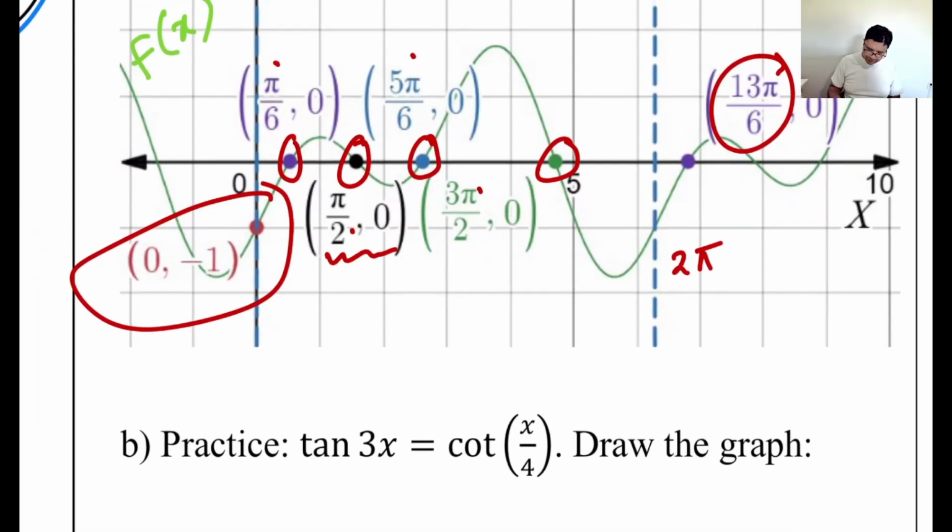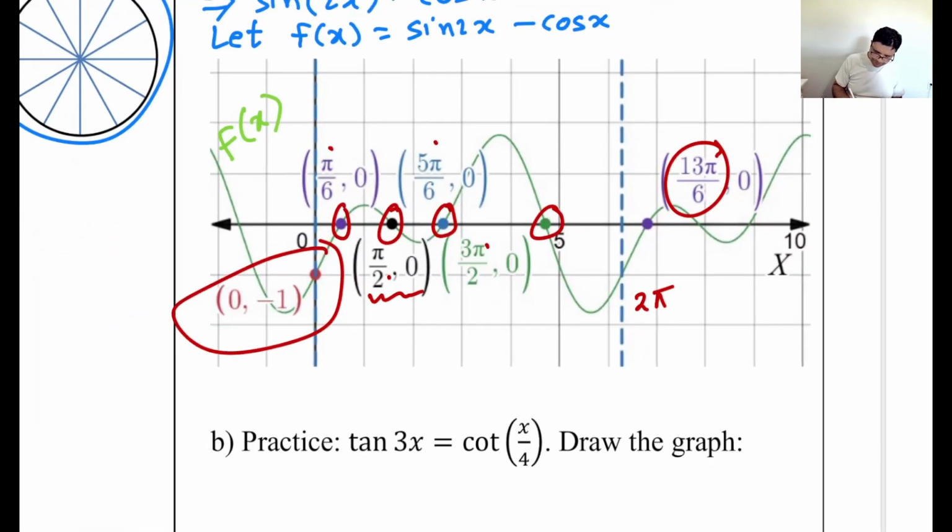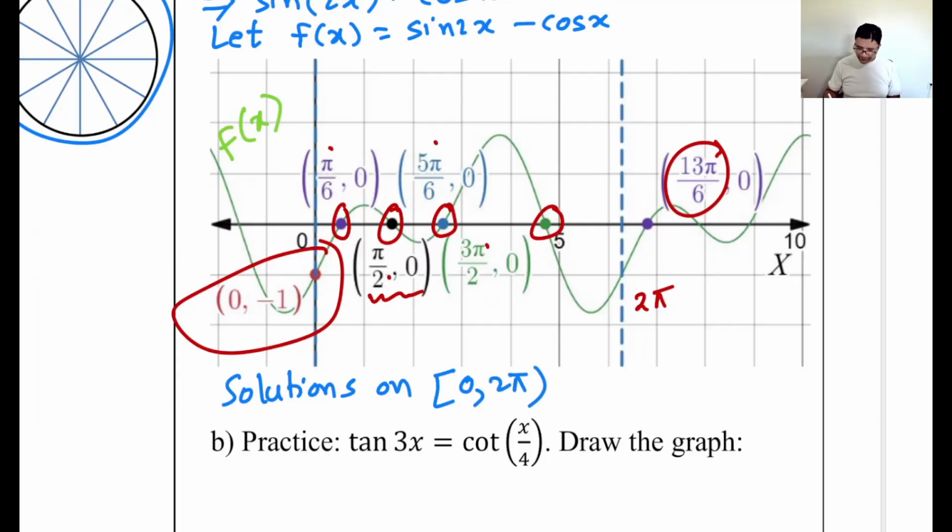All right. So I'm going to write here the solutions in this 0 to 2 pi range will be pi over 6, pi over 2, 5 pi over 6, and 3 pi over 2.